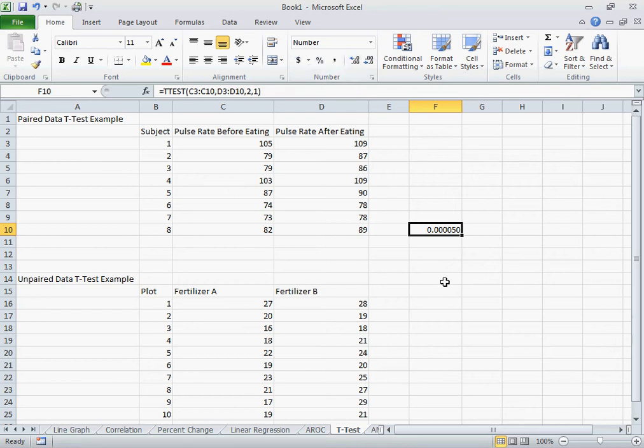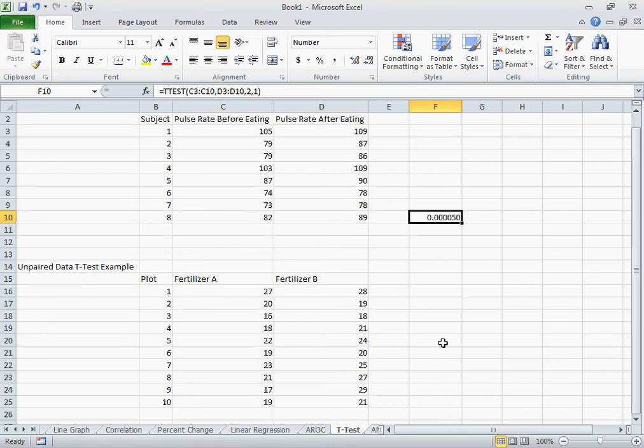So in order for us to determine whether this is significant or not, this is actually our p-value. This is our probability that our data is due to chance. And in biology, we want our probability to be less than 0.05, and then we can accept our hypothesis. So in this case, this is definitely less than 0.05, so we can accept the hypothesis that yes, the heart rate does increase after you eat food.